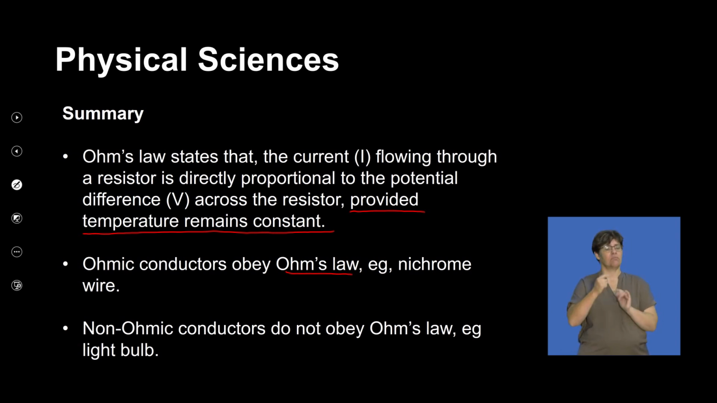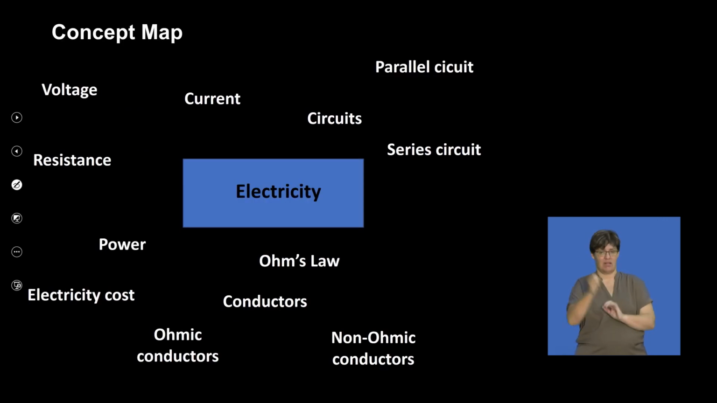If the potential difference increases across a nichrome wire, so does the current that flows through it. Hence it is an ohmic conductor, while a non-ohmic conductor does not obey Ohm's law. We've established that by using the example of a light bulb. So these are the concepts that we managed to look into.